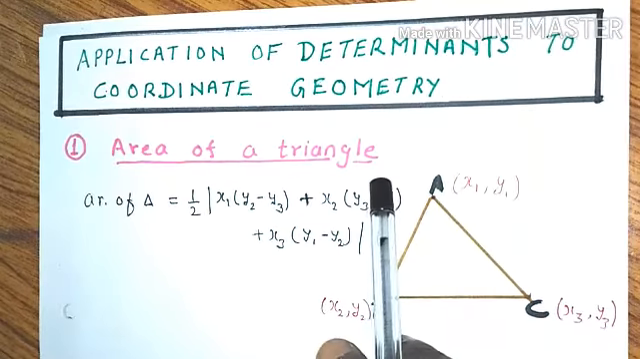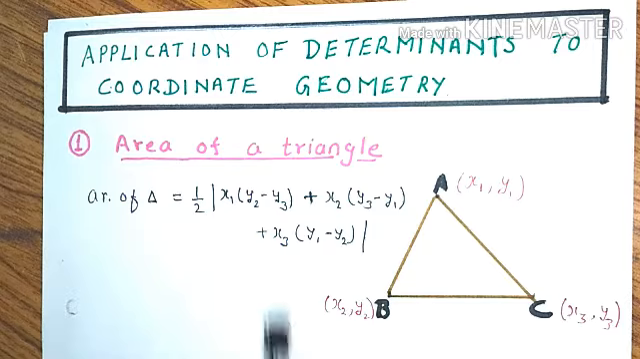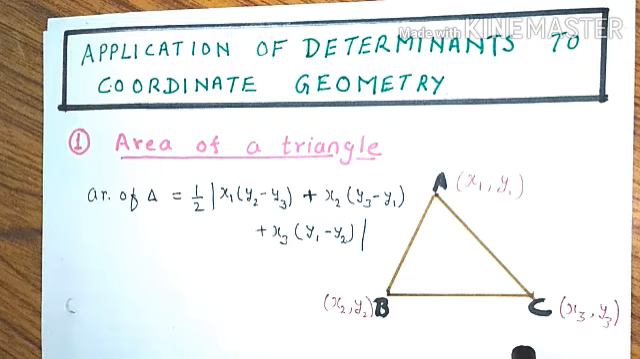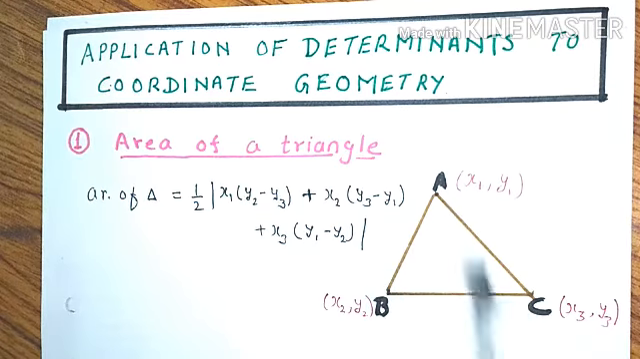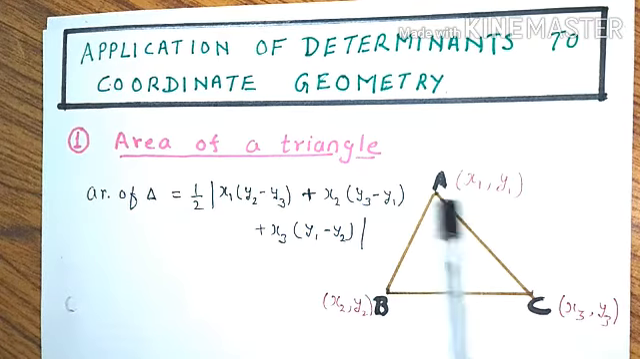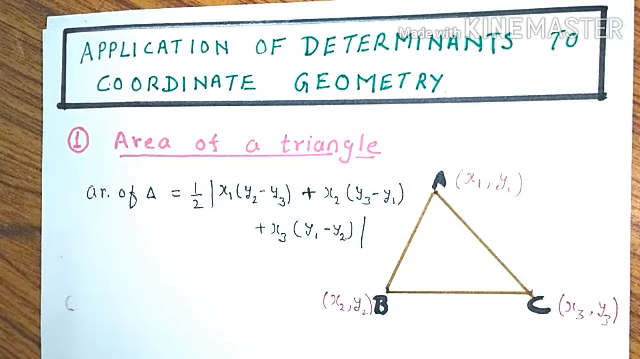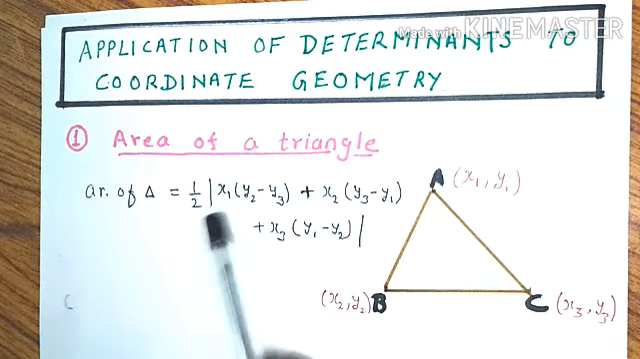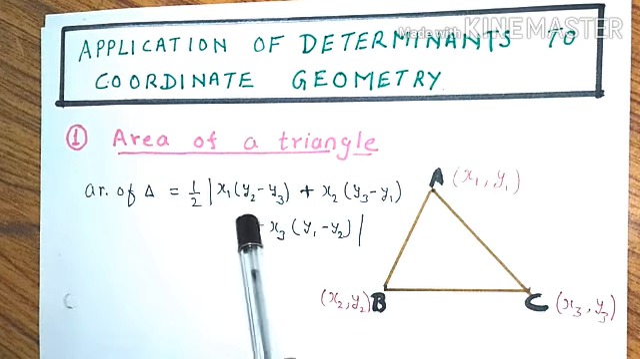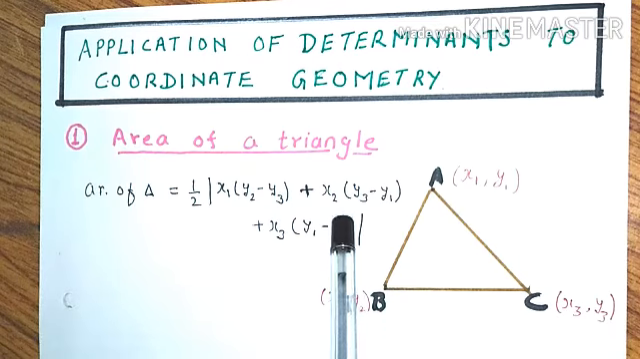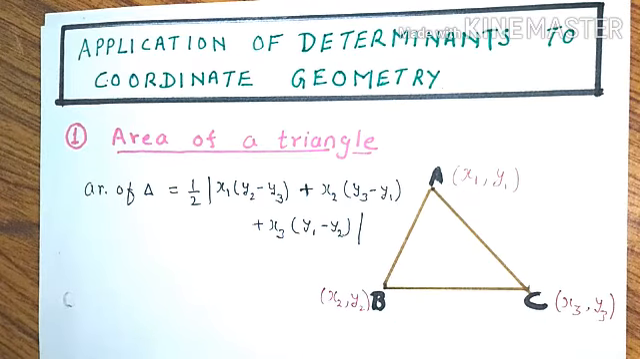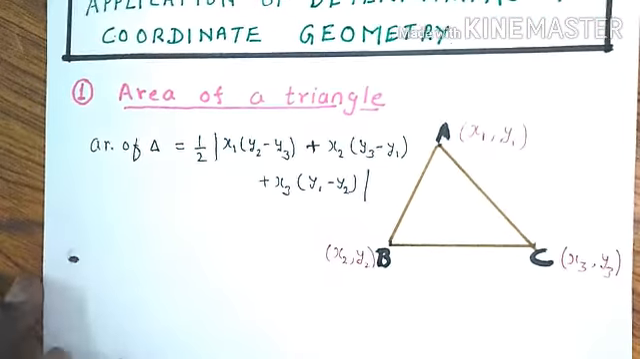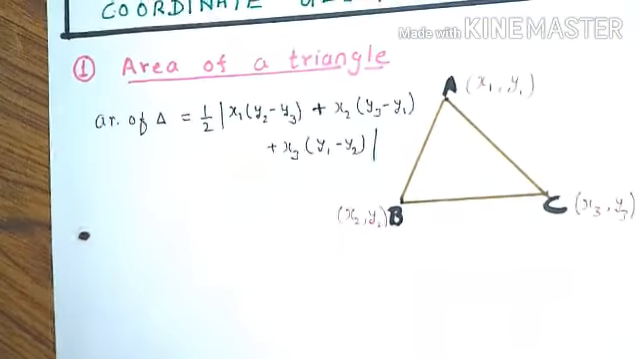We have already learned in class 10th the area of a triangle when the coordinates of the vertices are given. See, I have made one triangle and the coordinates of the vertex A are x1, y1, B x2, y2 and C x3, y3. To find the area of this triangle, it is half the modulus of x1 into (y2 minus y3) plus x2 into (y3 minus y1) plus x3 into (y1 minus y2). This formula we already knew and we did it in class 10th.